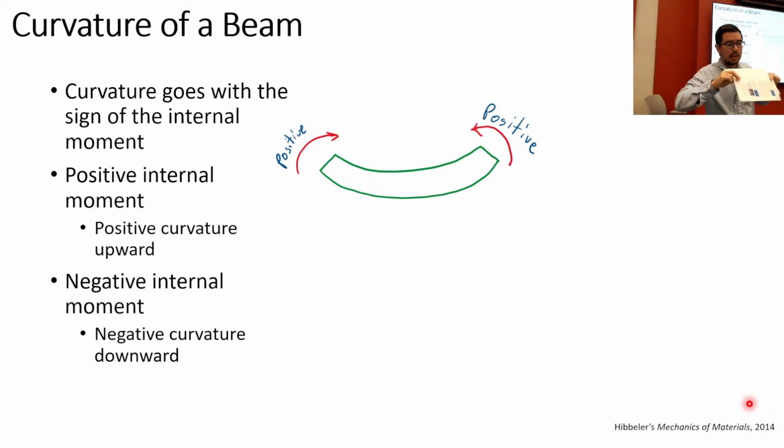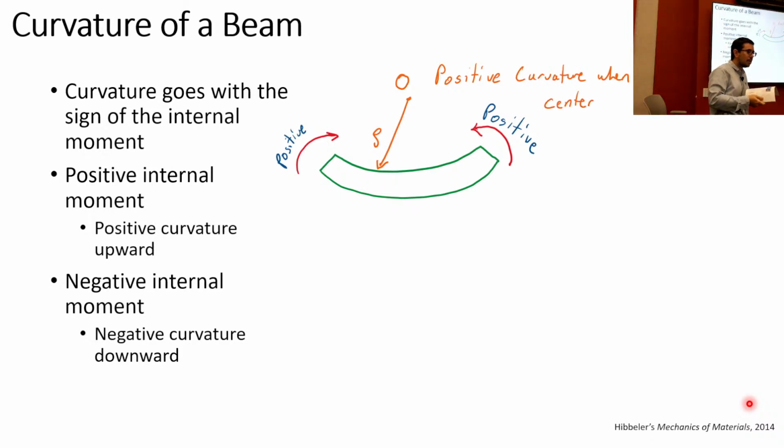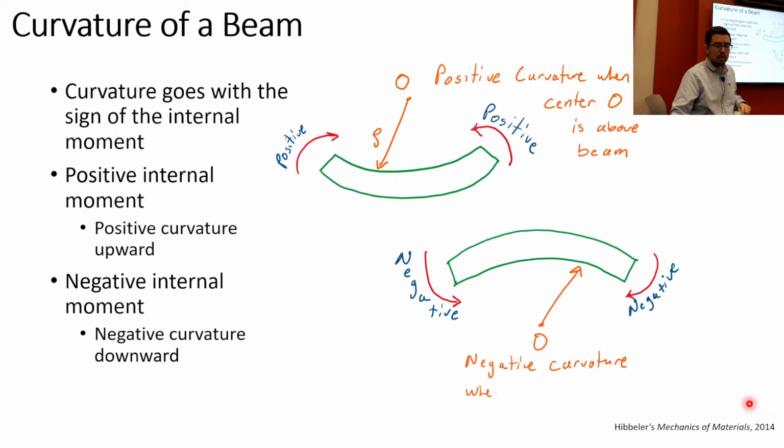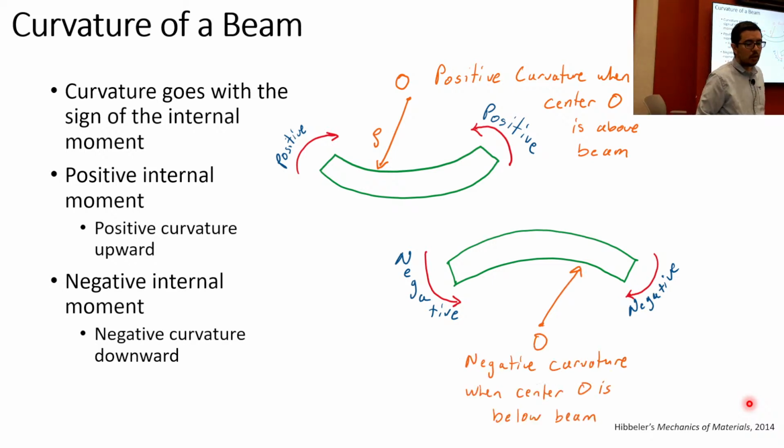And so if I apply a negative moment, like this, I get negative curvature. And the way that we look at negative curvature is kind of interesting. The center of the circle, or the semicircle that is formed, is below the neutral axis, or below the beam. This is negative curvature, so there's some center right here. And if it's above, that's positive curvature. So you see those center points, the O's.